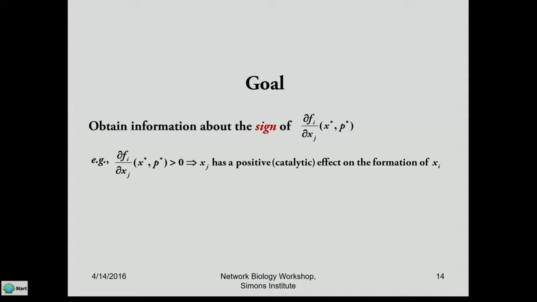So the goal is that we want to obtain some information about the sign of these. We cannot hope to measure the actual value or the rate. But what we want to know is whether one state variable has a positive or negative effect on another state variable. That kind of thing we want to know, if at all possible, from those experiments.